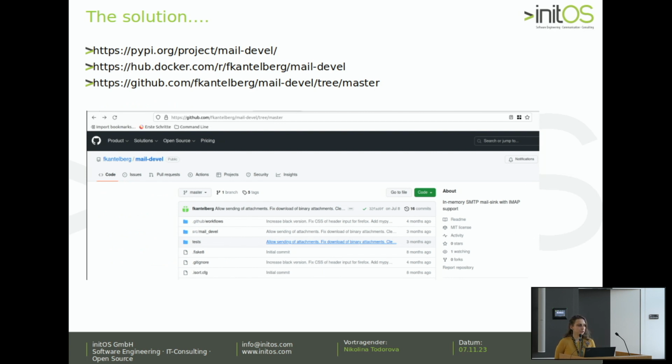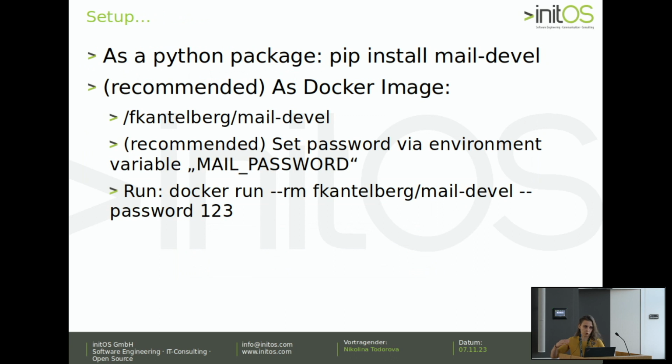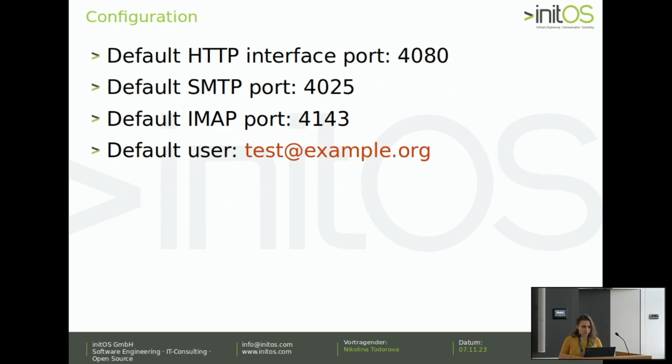It's available as a Python package, as a Docker image, and also on GitHub. Bob helped Freya to set it up. Normally it's just download the Docker image and run it. You should also set up a password. You can do this with the environment variable mail password, or you can do it from the command line. And you can also check the different other options.